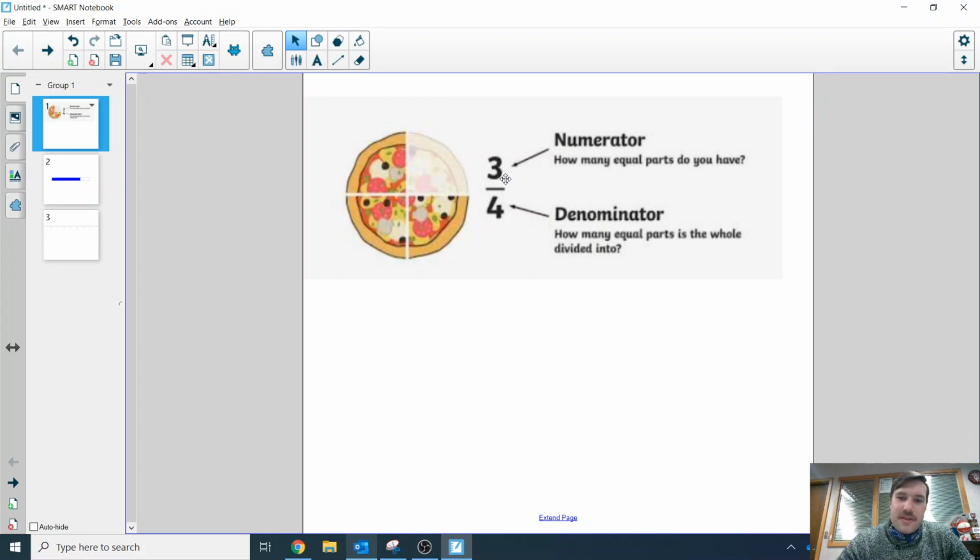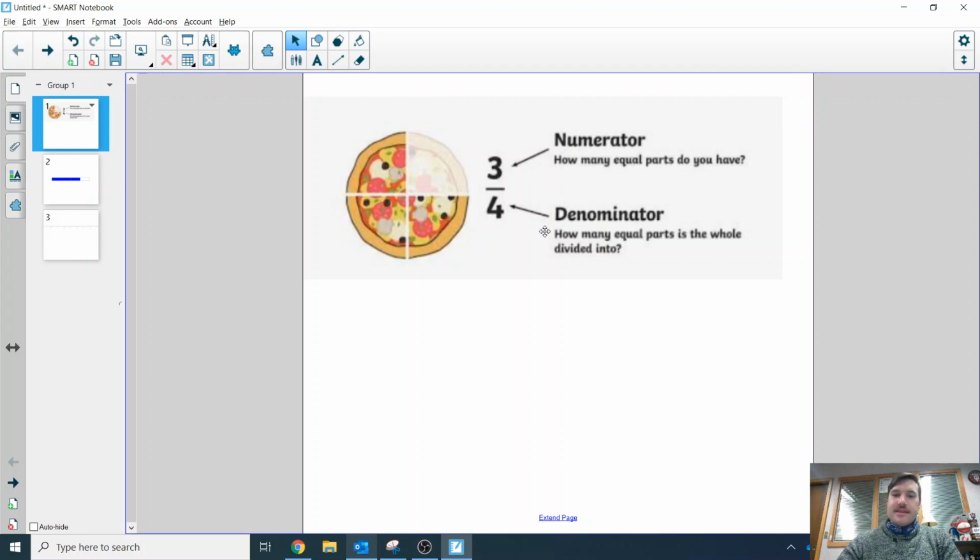So the first thing that we need to know about fractions is that we write them with two numbers and a line between them. The number on top is what we call the numerator, and the number on bottom is what we call the denominator. So I want to talk about the denominator first.